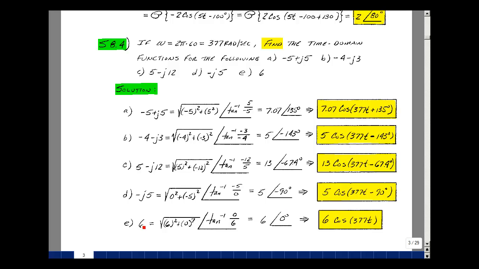And then lastly, for the real part of just 6, we have 6 squared plus a 0 imaginary part squared. That's going to give us 6. When we take the square root, and then the arctangent of 0 over 6 is just 0. So it'll be 6 times the cosine of omega t plus 0. And this is supplemental problem 8.4.